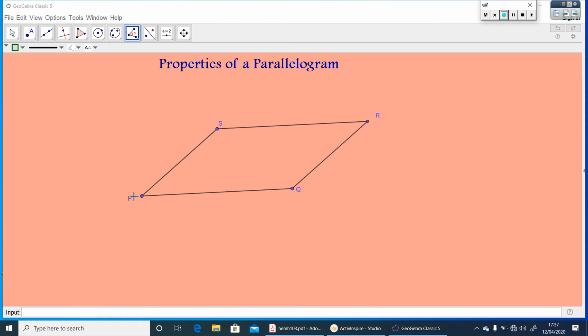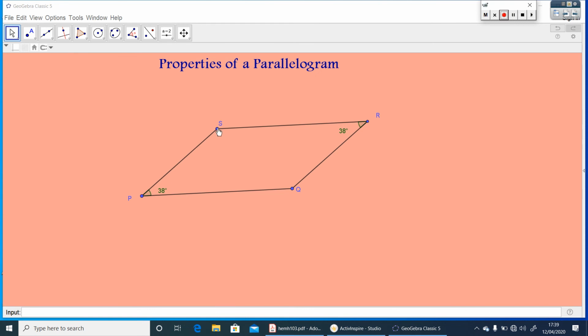Here we have four angles: angle P, angle Q, angle R and angle S. Angle P and angle R are opposites. So this pair of angles, we can call opposite angles. Similarly, angle Q and angle S are opposite angles. Now let us find out the measure of angle P and angle R. Here angle P is equal to 38 degrees and angle R is also equal to 38 degrees.